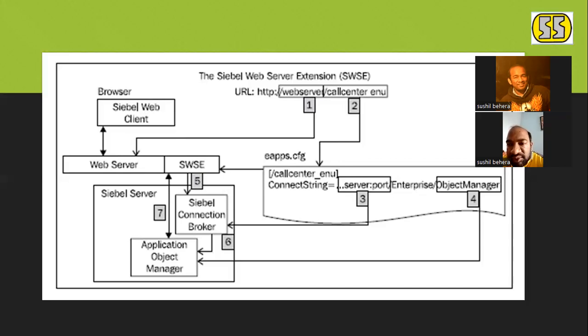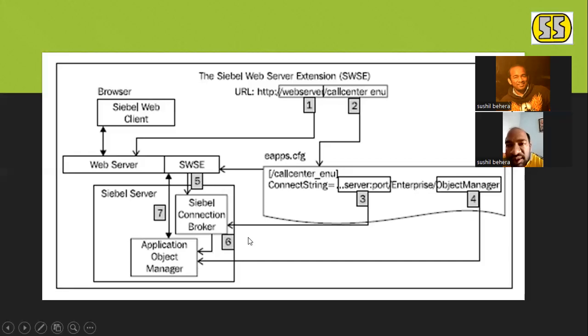Now inside the eapps.cfg file, which is a text file, we will have this entry called call center underscore ENU. So it will search for call center in ENU and find the connection string. Here it will find the server IP details, what the Siebel server IP and port are. All these things it is able to find from the .cfg file. From there it will be able to connect to the Siebel application, the Siebel server, and it will process our request.